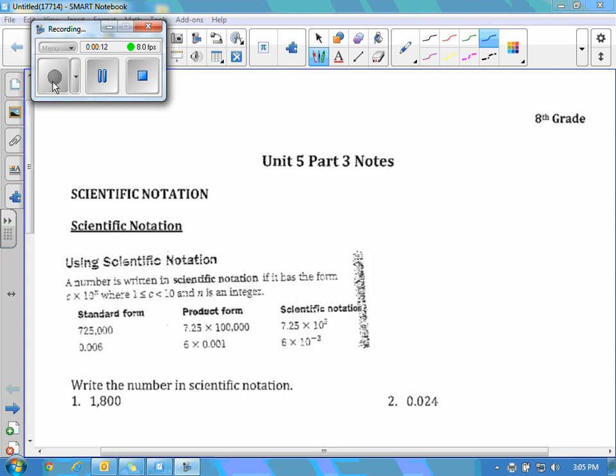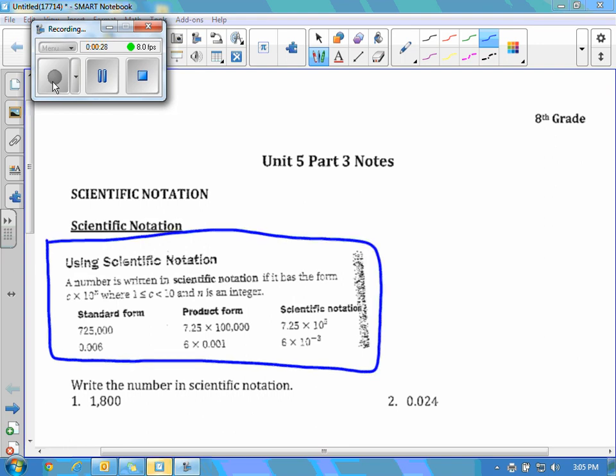In Unit 5, Part 3, we are talking about scientific notation. Obviously, you probably covered this in science class before, so hopefully it's a review. If you haven't covered it yet this year, you will in the future. So again, this part is taken straight out of the book. It says, using scientific notation.